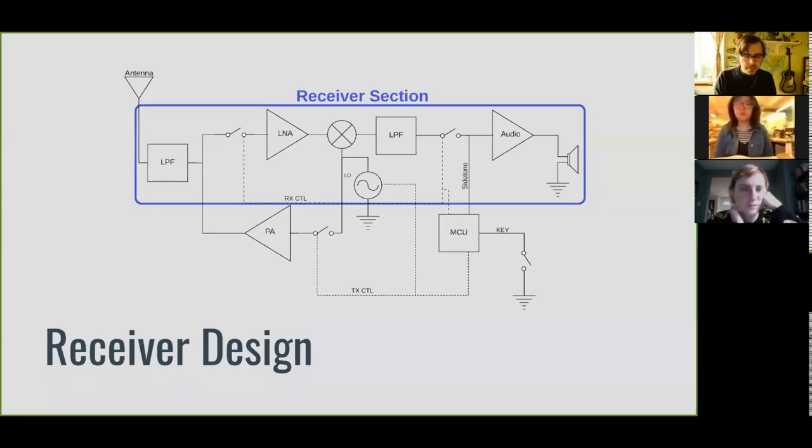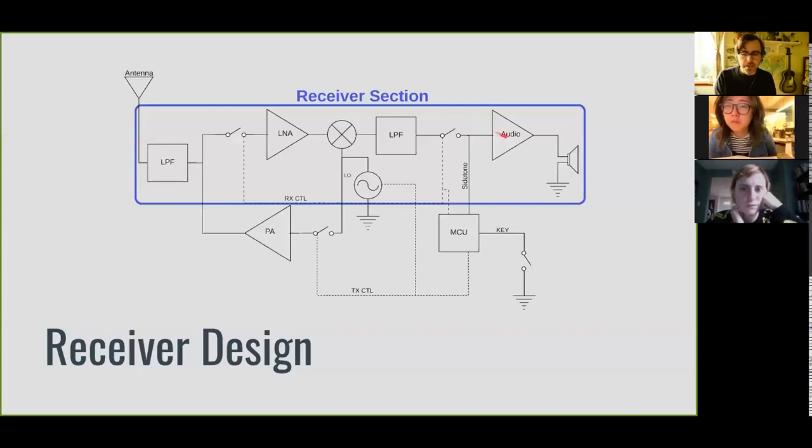So here is a block diagram. We'll go over some of the design, the way I designed the sections of the receiver section. There's basically a low pass filter, a low noise amplifier, and this product mixer. This is the local oscillator that also comes up into the product mixer. And out of this port, we get the sum and the difference of these two signals. So that's our audio frequency.